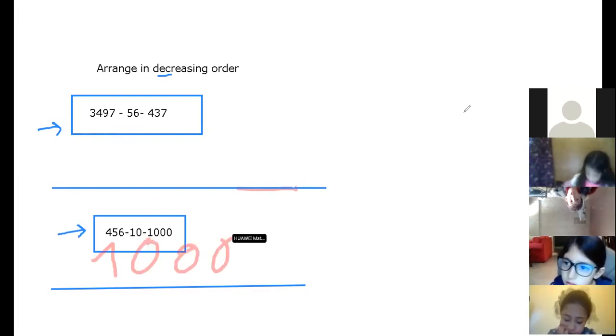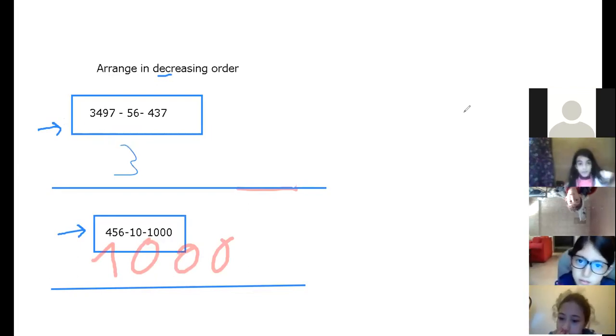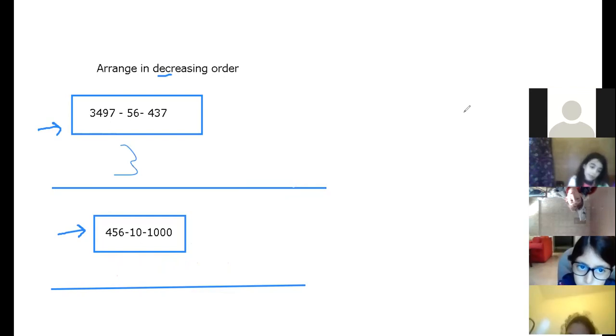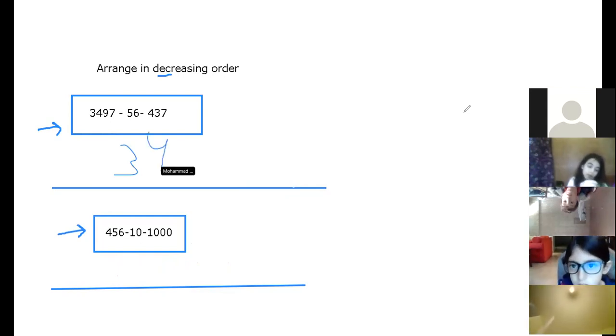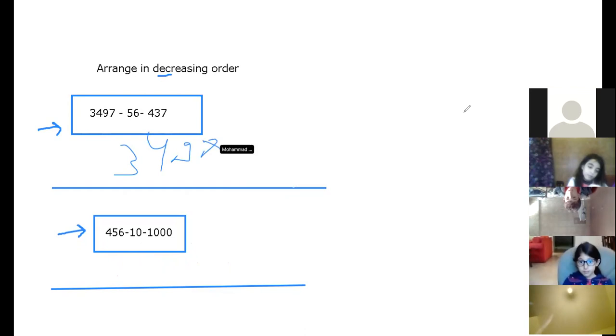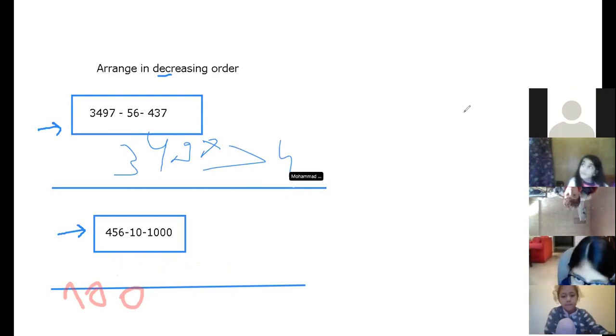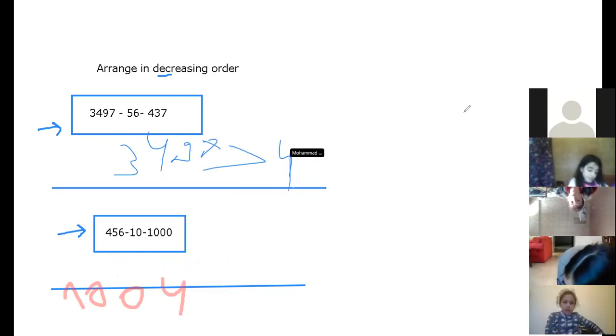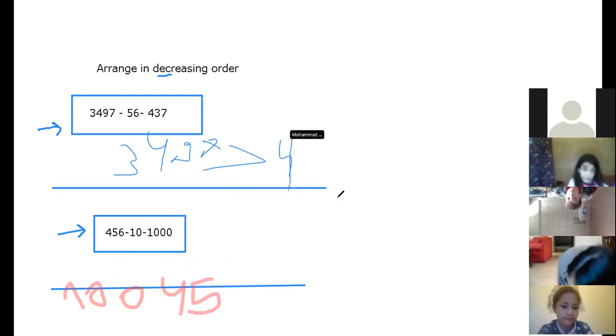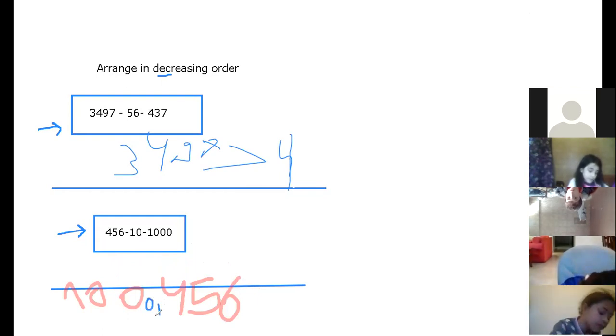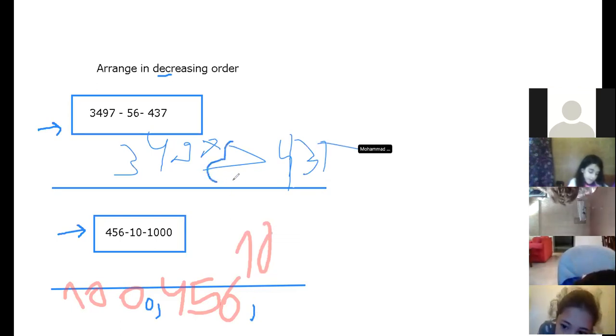Excellent, Muhammad. So the biggest one is 1,000. Excellent. Why did you erase it? It was correct. No, I want to make it small, right? Okay. Excellent, Muhammad Al-Hajjar. The first one is this number. Excellent, Muhammad is arranging them using the sign. Excellent, Muhammad.